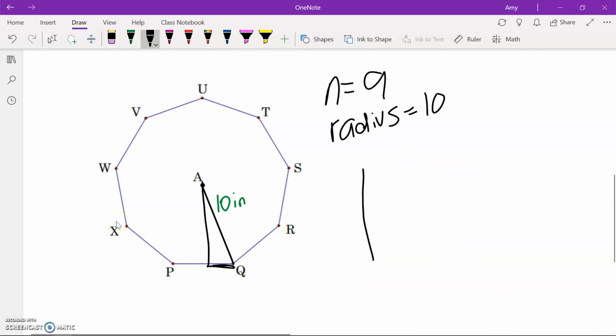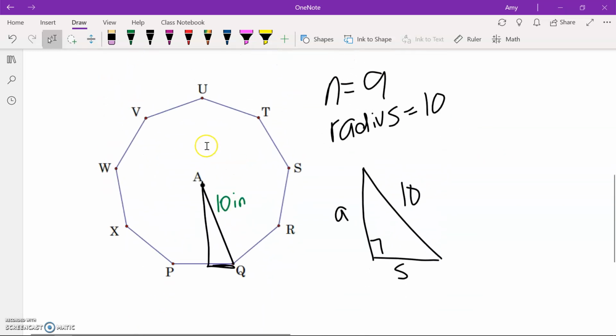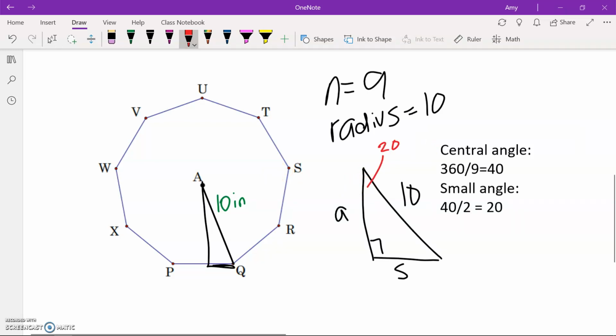So if we look at that right triangle, we know that this side is 10. We're going to have to figure out what this angle up here is to be able to get the apothem and the side. So that was step 2 listed here. We're going to have to get the central angle and then divide the central angle by 2. So my central angle, I am going to do 360 divided by 9, and that gives us 40. And then to get that small angle, I'm going to do 40 divided by 2, and that gives us 20. So this right here is going to be 20 degrees.